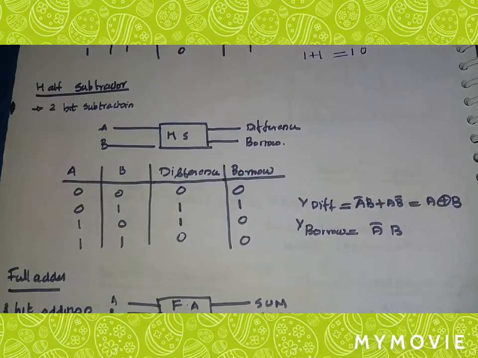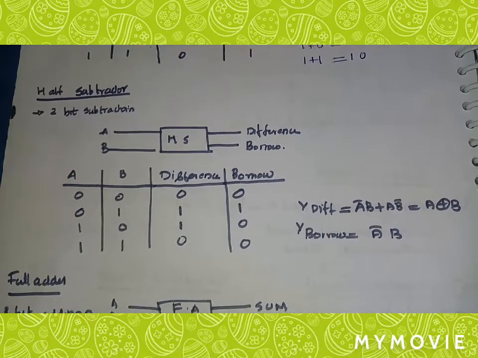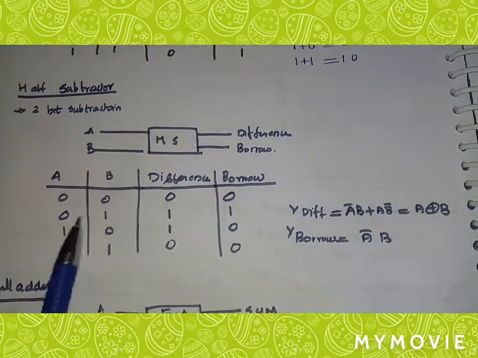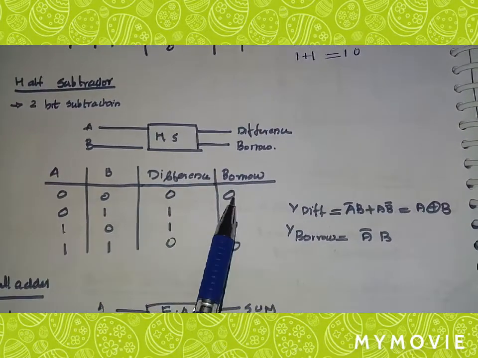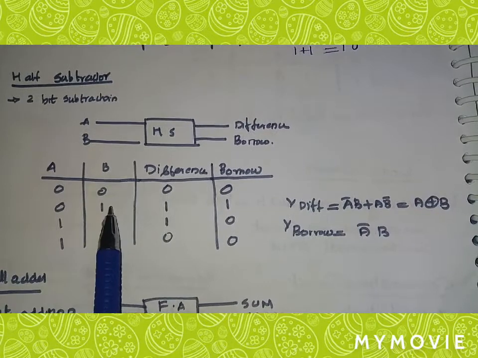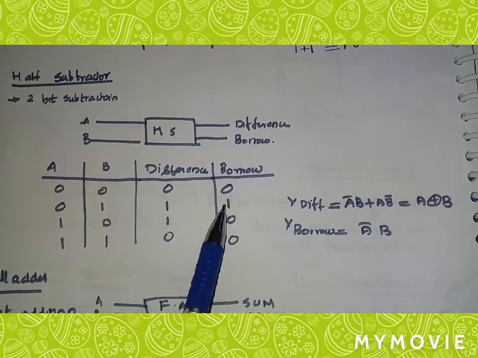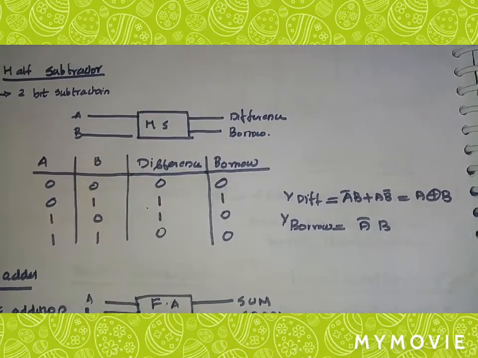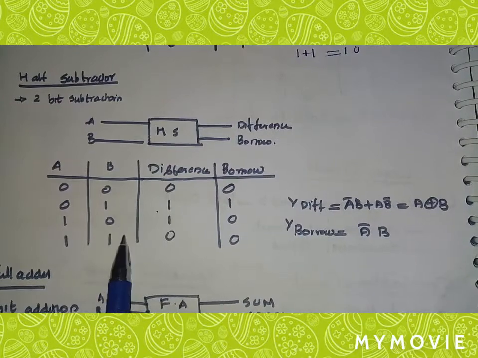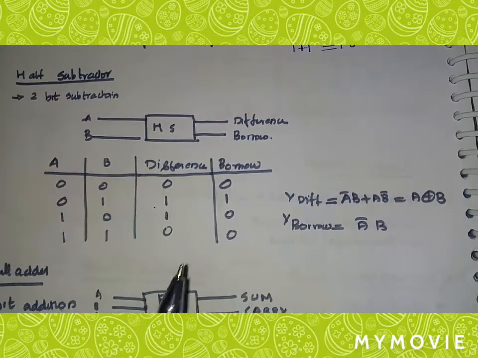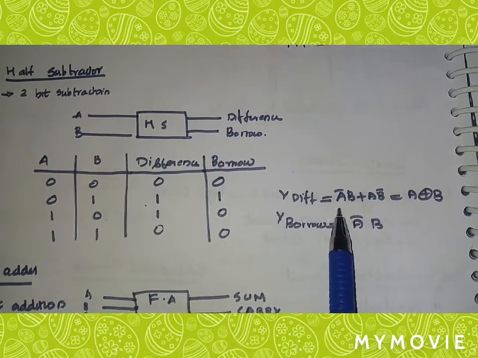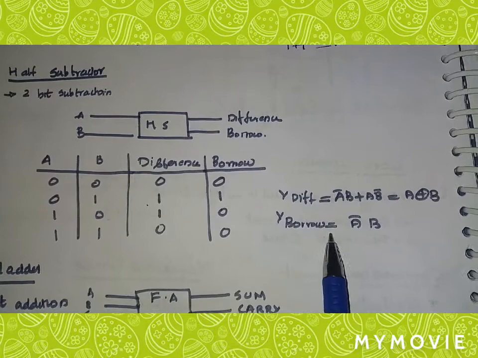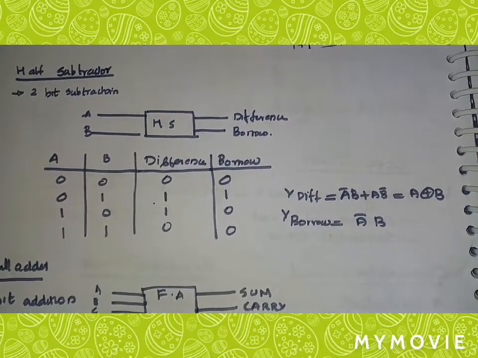Half subtractor is a 2-bit subtractor, where A and B are inputs, and difference and borrow are the outputs. Here also, 0 minus 0 is 0, difference 0, borrow also 0. 0 minus 1 gives difference 1, and there will also be a borrow. 1 minus 0 gives difference 1 and there is no borrow. And 1 minus 1 gives difference 0 and borrow also 0. So Y difference is equal to A bar B plus A B bar, that is A XOR B. Y borrow is equal to A bar B.